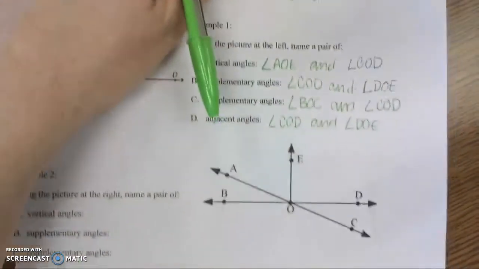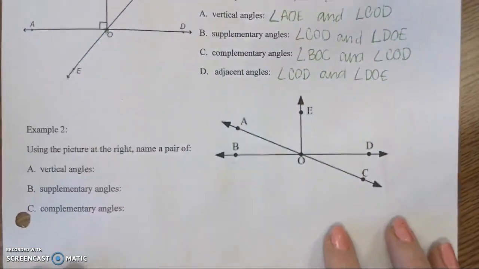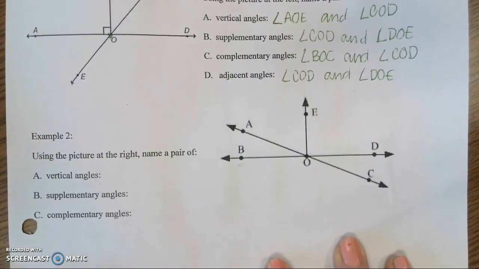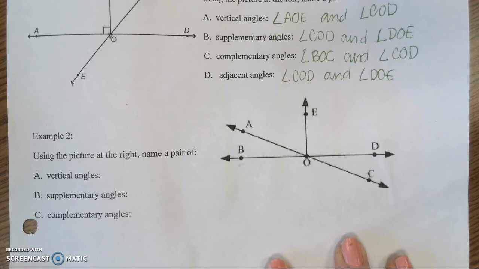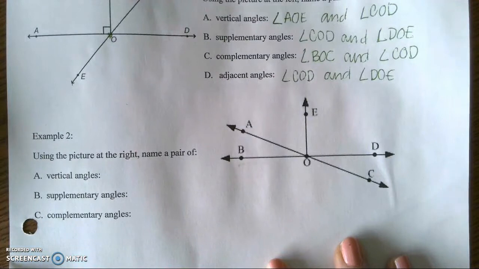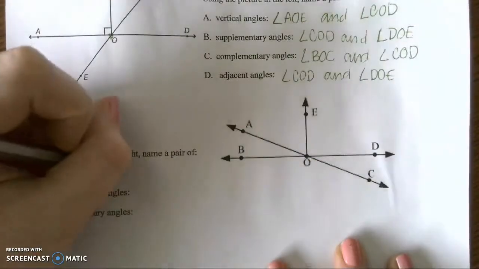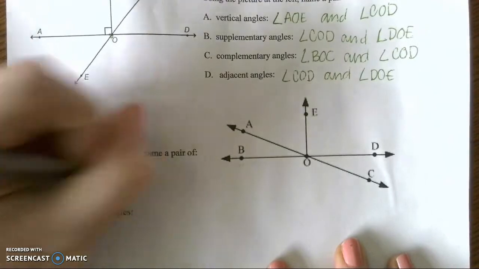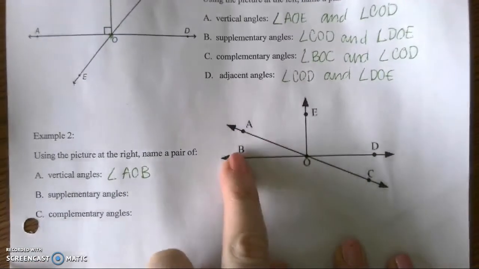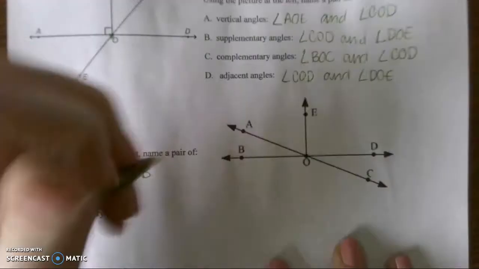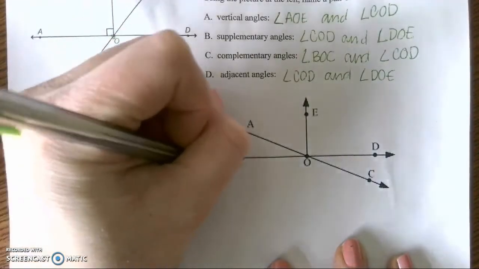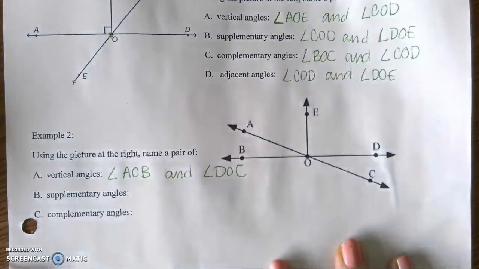Okay, one more example down at the bottom. Okay, so we are looking at this configuration and we're doing the same thing here. So we're going to name a pair of vertical angles first. So once again, vertical angles have the same angle measure, and they share a vertex, so they're directly across. So angle AOB, so that's this one, and then angle DOC are vertical to one another.